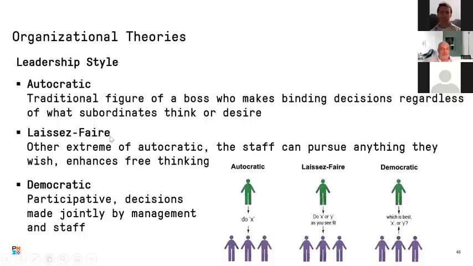Laissez-faire, which is a French word, and I hope someone who speaks French can pronounce it better than me, is someone who is letting go or removing their hands. So the boss says, you can do X, you can do Y as you see fit. They do not say do X as an autocratic would, but they say do X, do Y as you see fit. In all the years of explaining this, many people say, but laissez-faire is not leadership. How can a leader say this?